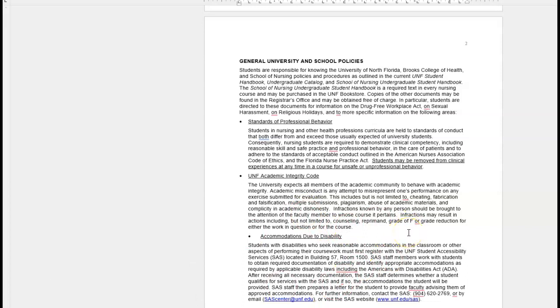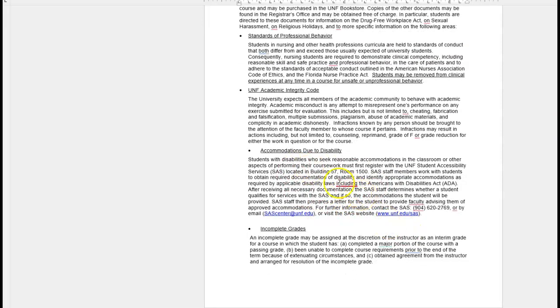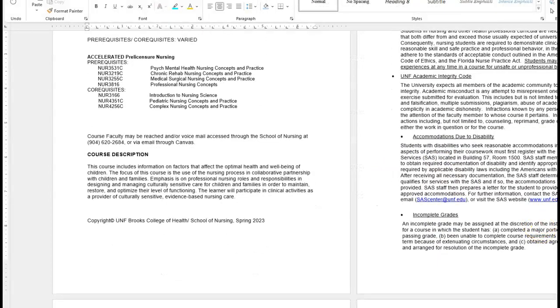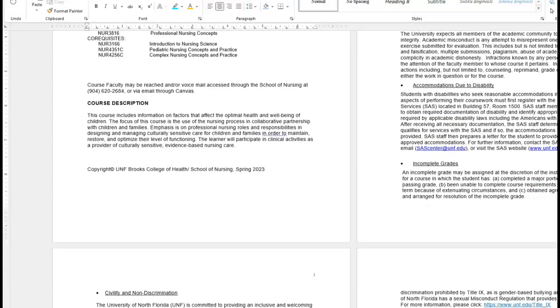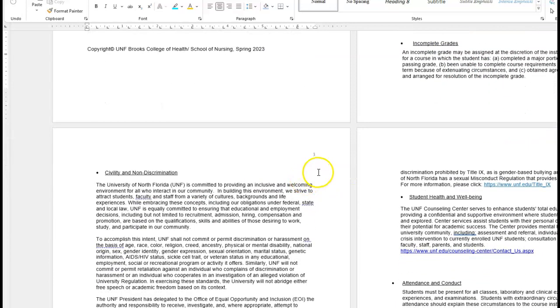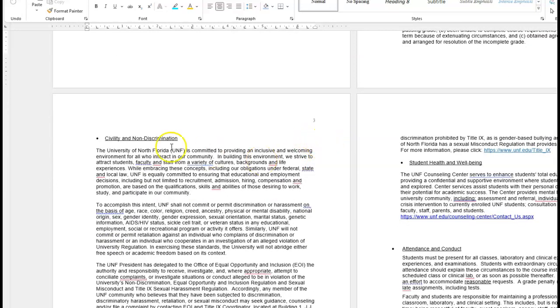It's all academic dishonesty. If you have accommodations which you need taken care of, I'm happy to take care of those with you. Make sure that you're registered and you let me know. Incomplete grades, of course, if you had an incomplete, you would have to do that through the university, but you would need to let me know as soon as possible.